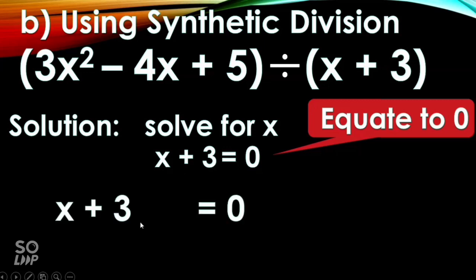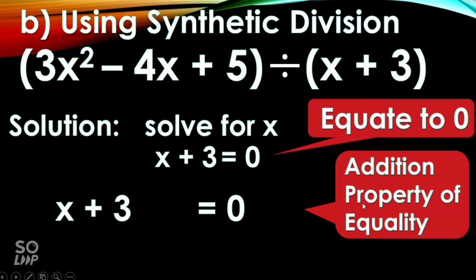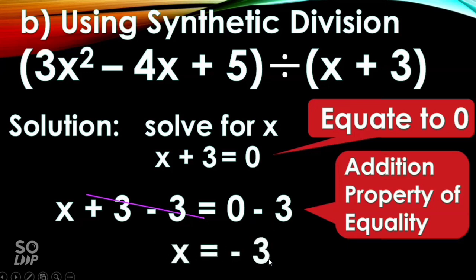And then, i-apply natin yung addition property of equality. Okay, mag-a-add tayo both left and right side ng equation. Okay, we have x plus 3. To solve for x, kailangan natin magdagdag ng negative 3 sa left side and the right side. So, magiging 3 minus 3 equals 0. Then, 0 minus 3 is negative 3. Therefore, ang value ng x natin ay negative 3.